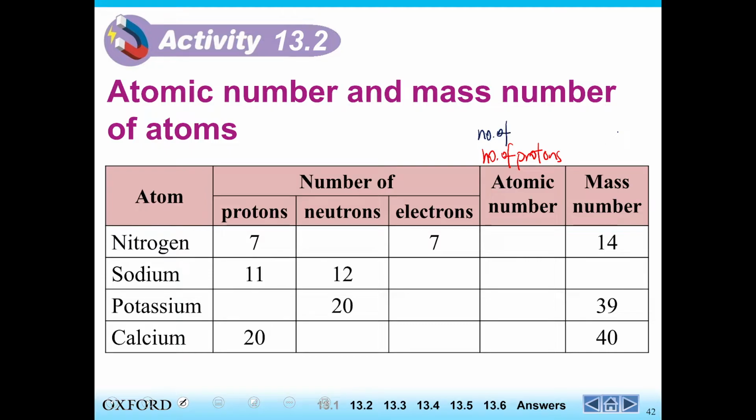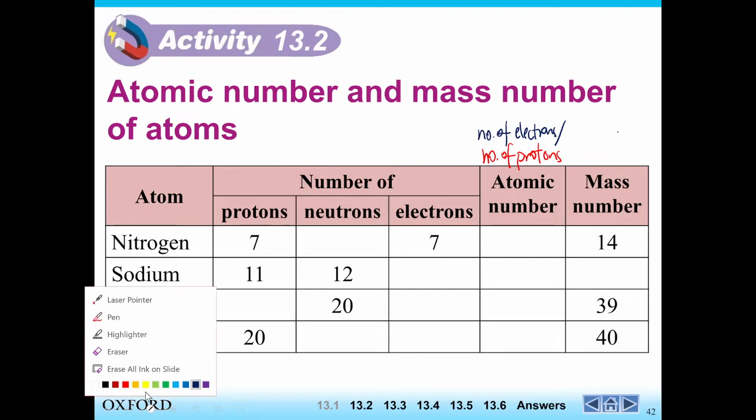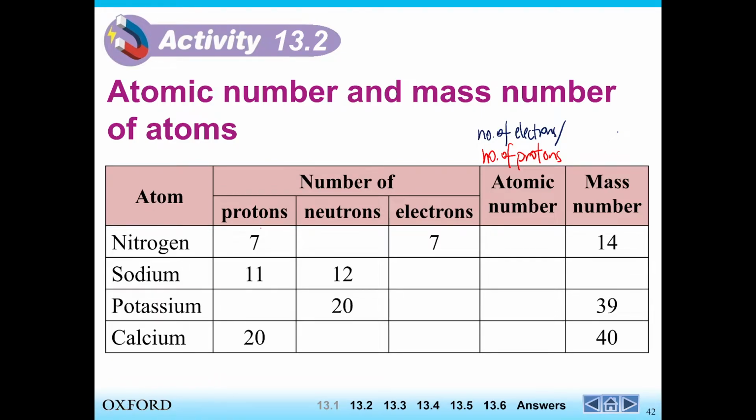I'll write it up here. Okay, so here, what's the number of protons or what's the number of electrons? You can see clearly there are 7 protons, so the atomic number is 7. Or you can look at the number of electrons, it's 7, that's why the atomic number is 7. Okay, now mass number. What is mass number?